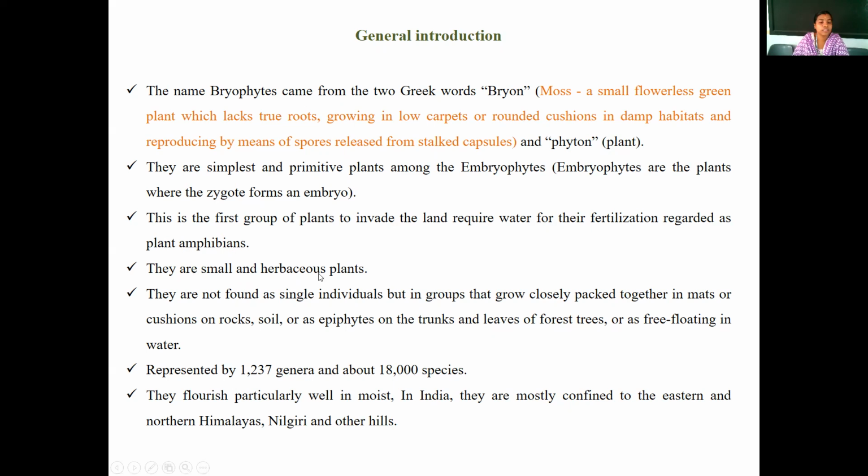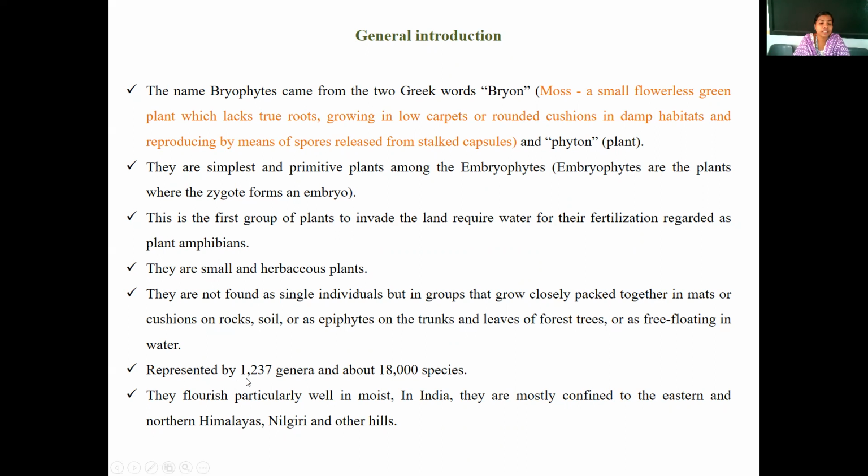They are very small herbaceous plants. They are not found as a single individual. You cannot see a single individual plant, but rather a group that grows closely packed together to form a cushion or mat-like structure over rock or soil, as epiphytes on tree trunks and leaves of forest trees, and as a patch that can float in water.